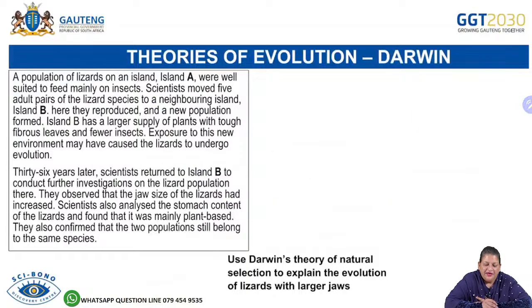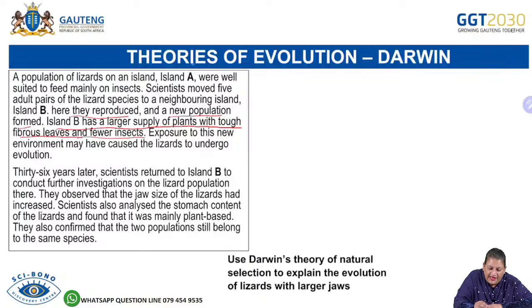Right. Here is another example now of Darwin. How do we apply Darwin's theory to this example? All right. So here, learners, we're going to see a population of lizards on an island A that were well suited to feed on insects. So island A had lizards that fed on insects. Scientists moved 5 adult pairs of lizards to a neighboring island B. Here they reproduced and a new population was formed. Island B has a larger supply of plants with tough fibrous leaves and fewer insects.